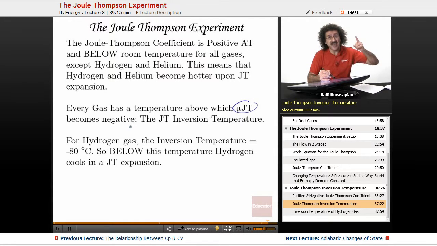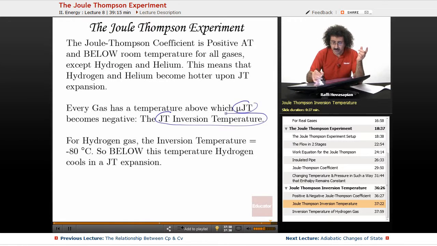Every gas, including hydrogen and helium, has a temperature above which the Joule Thompson coefficient becomes negative. They call this the Joule Thompson inversion temperature. So at room temperature, carbon dioxide gas, if you do a Joule Thompson expansion, it's going to cool. But above a certain temperature, whatever it happens to be for carbon dioxide gas, if you do a Joule Thompson expansion, it's going to actually get hotter. So that's called the Joule Thompson inversion temperature.